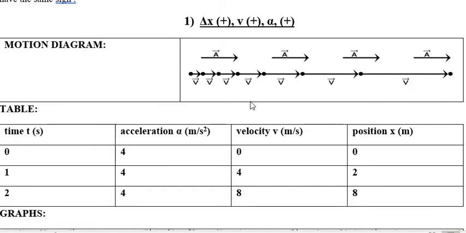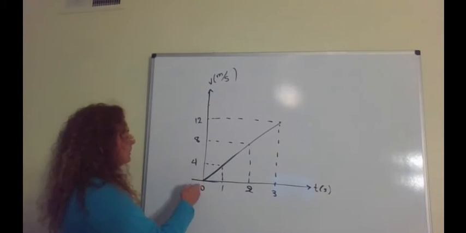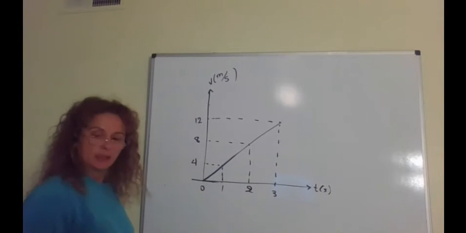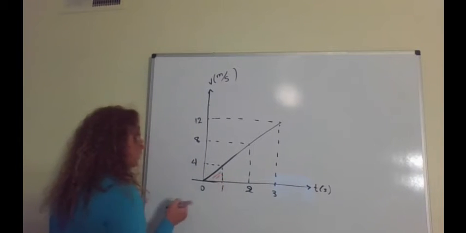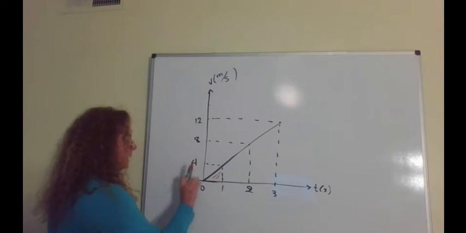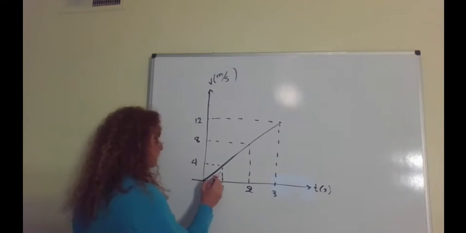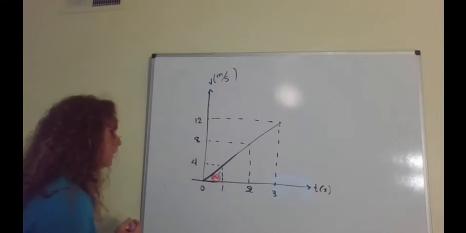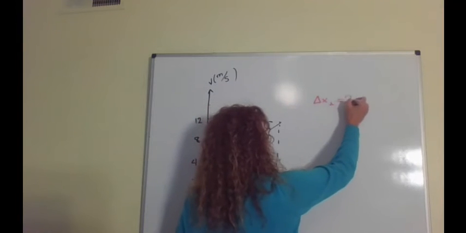How do we know that? How can we prove it? So we have the velocity changing by 4 every second. The distance traveled in the first second is this area, which is half base times height, half times base, which is 1 second, times height, which is 4. So this will be 2 meters. So the displacement for the first second is 2 meters.